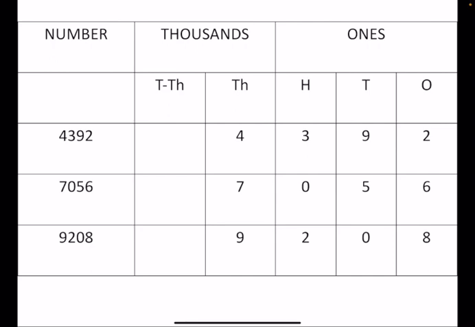Now next number is 9208. So 8 will go in the ones place, 0 in the tens place, 2 in the hundreds place and 9 in the thousands place. So the number will be read as 9208.